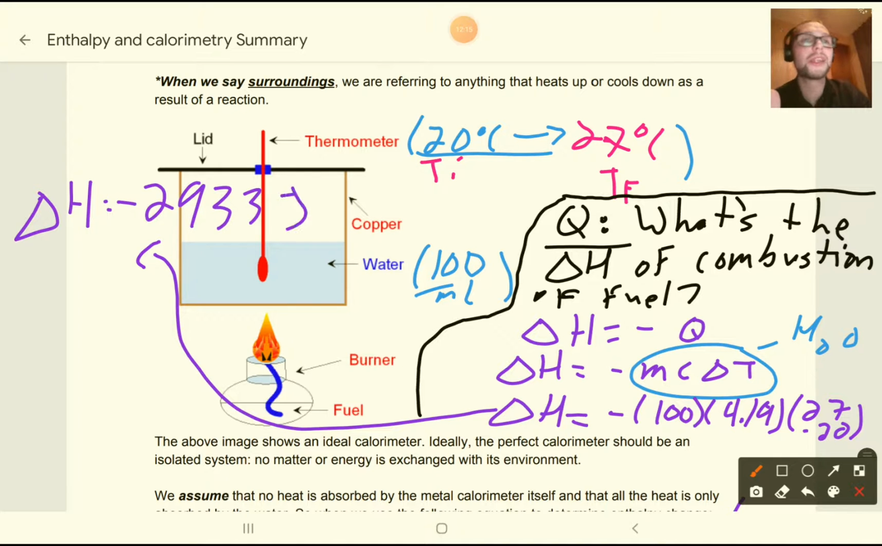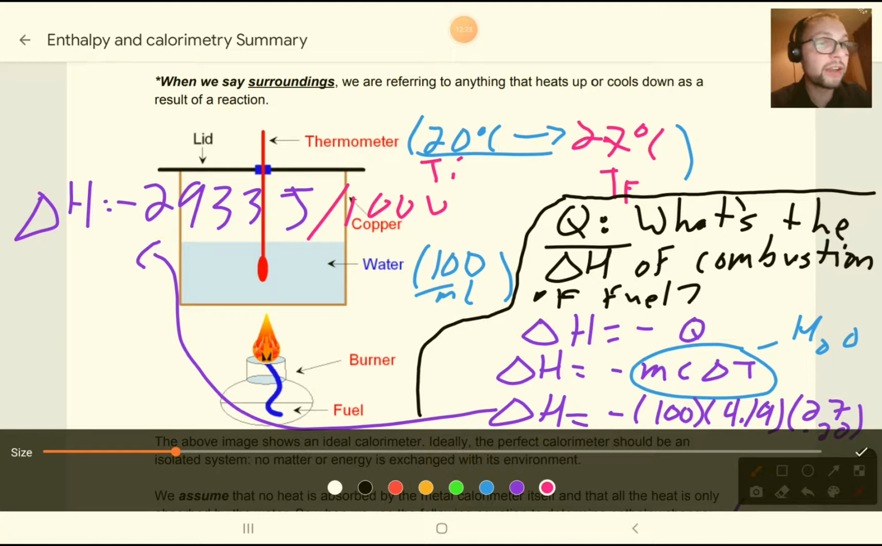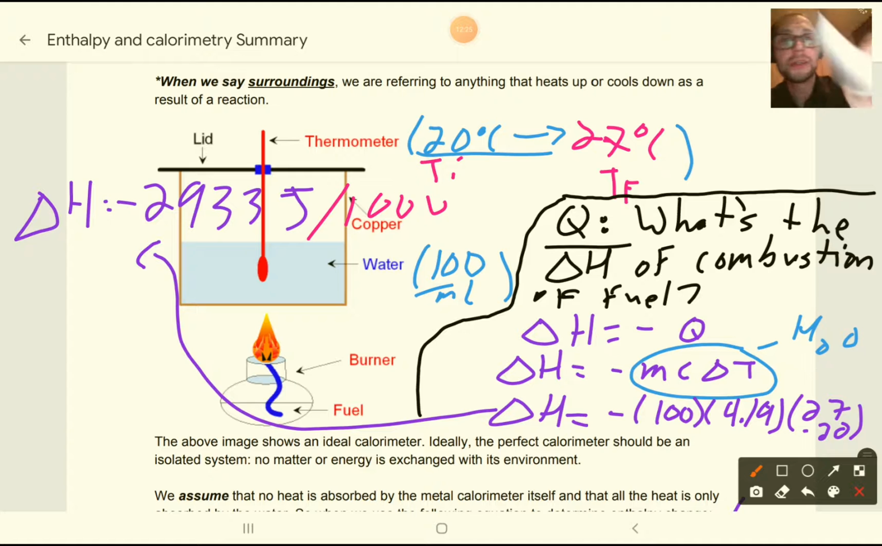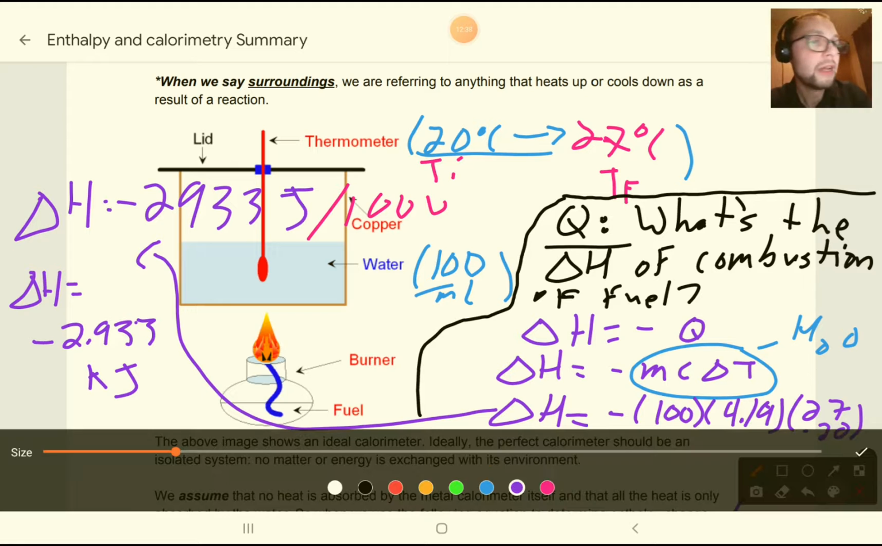The enthalpy change is going to equal negative 2,933 joules. Now, it should be in kilojoules. So what we're going to do is divide this by 1,000. And our final answer is delta H is equal to negative 2.933 kilojoules. I didn't specify on digits, but this is the final answer.